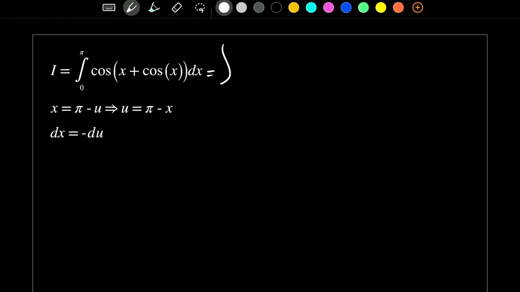So first of all, let's just look at this expression for the bounds. If we plug in x equals 0, we have pi. If we plug in x equals pi, we have 0 up there. And then also we have cosine of pi minus u plus cosine of pi minus u du, but of course we do have to put a minus sign in front.